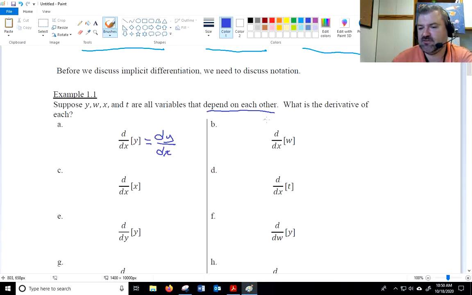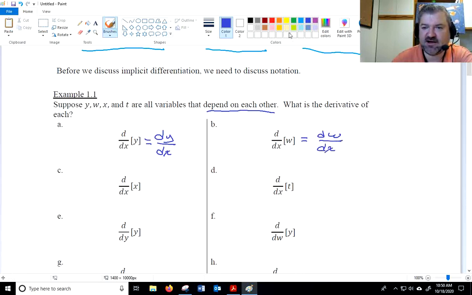So what would the notation be for d dx of w? Well, I hope you agree it would be no different. We can say y equals and find the derivative. Surely we could say w equals and find its derivative, but its notation would simply be dw dx.